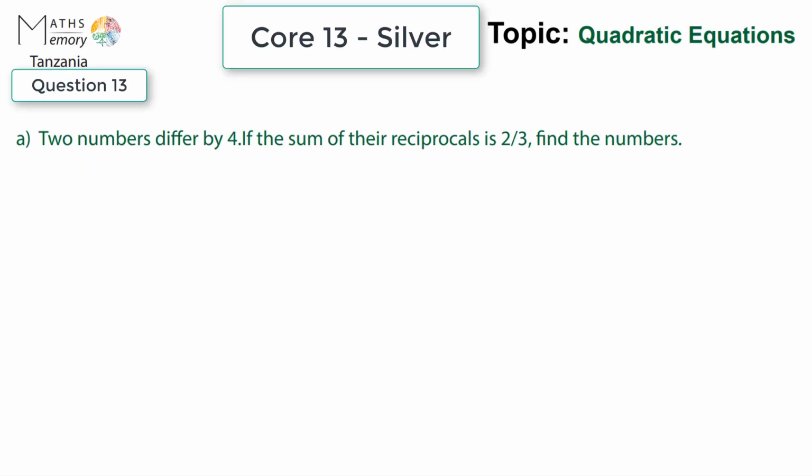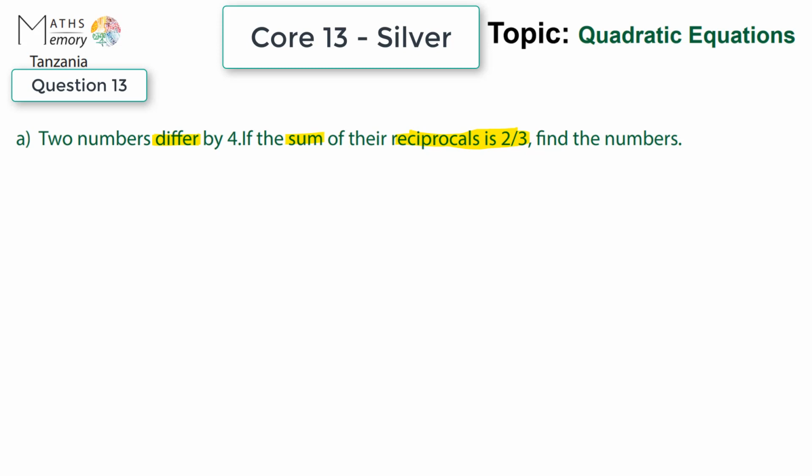Let's press pause. Let's write this final question down. Press play when you're ready. The two numbers differ by 4. Differ means difference. If the sum of their reciprocals is 2/3, find these numbers. Reciprocal means 1 over something. So let's have a quick look at this.